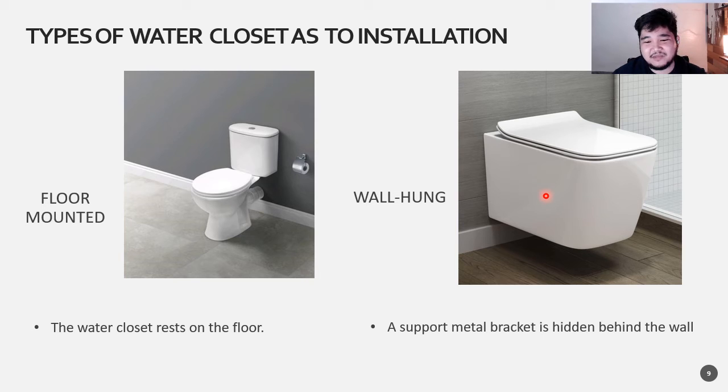Wall hung is typically wanted by clients who are, for lack of a better term, some sort of neat freak. When you're using floor mounted, grime and dirt can actually form on the edge where the water closet and the floor meet. That's very common, and you have to scrub it out just to make it look clean. But of course, with the wall hung, since there's no meeting point between the floor and the edge, it is very easy to clean. You just wipe under it, so less maintenance. So that's why some clients would prefer a wall hung water closet.